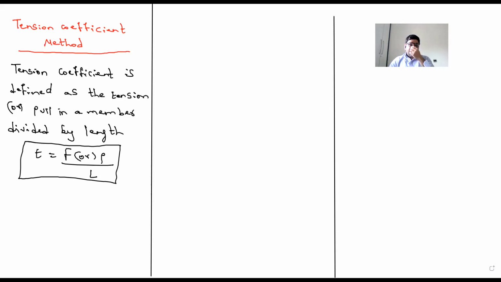So as of now, I will explain this concept directly with the help of an example. Let me sketch a truss as a simple example. So what is the concept? Tension coefficient is given by force divided by the length of the member. Now let me try to sketch the truss.